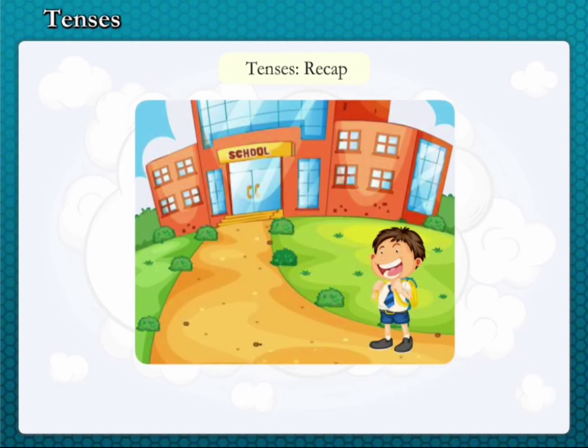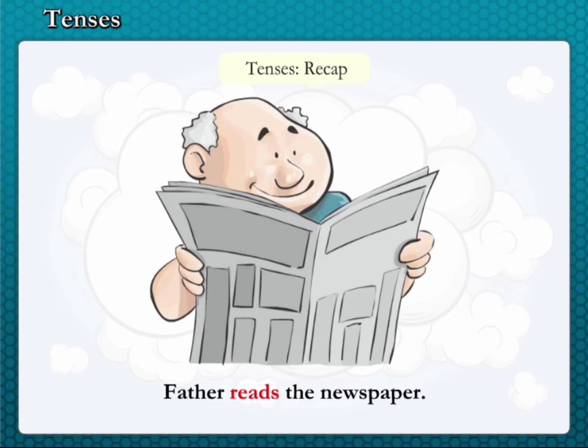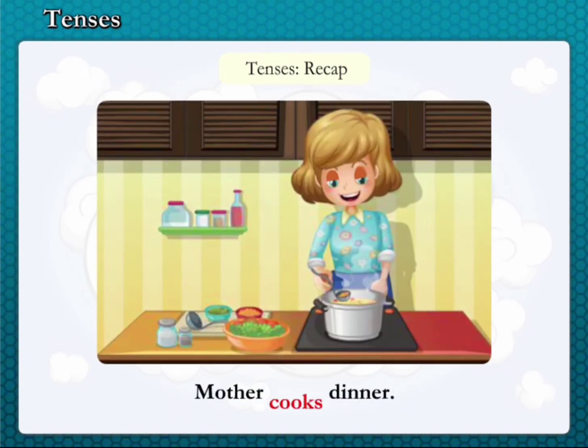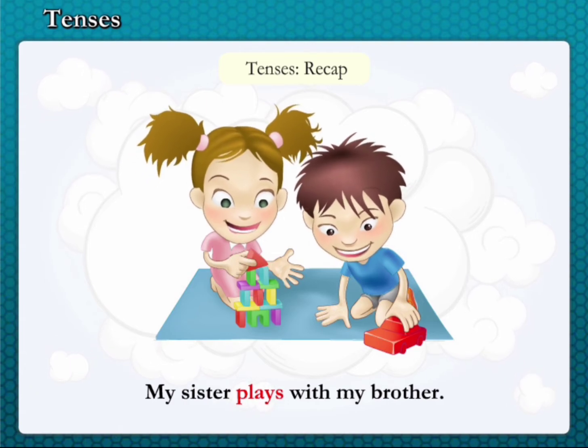Some more examples of sentences in the simple present tense are: I go to school. Father reads the newspaper. Mother cooks dinner. My sister plays with my brother.